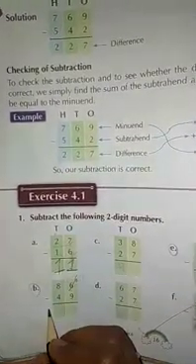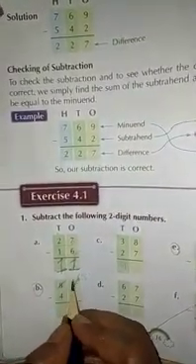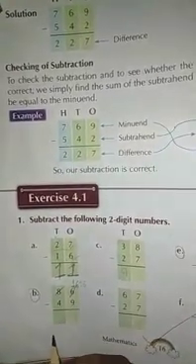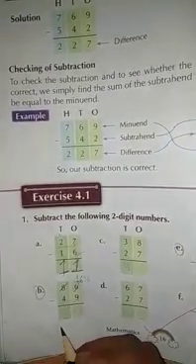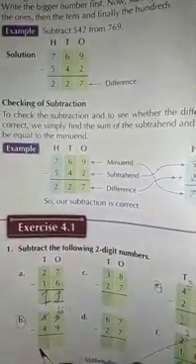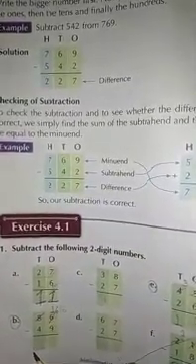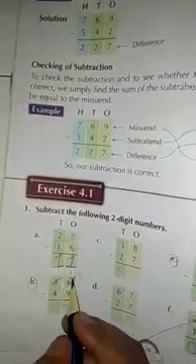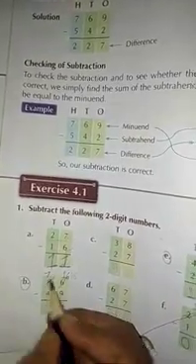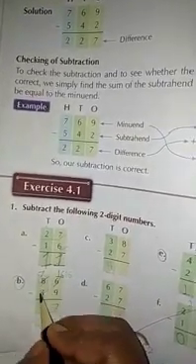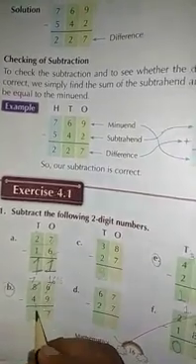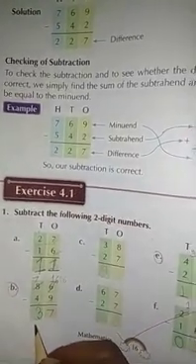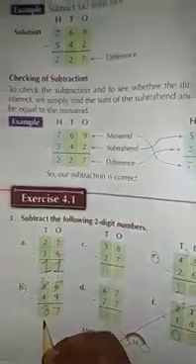From where will we borrow 1? We will borrow 1 from here. So from 8 we will borrow 1. It has now become 16. So now 16 minus 9 is how much, students? 16 minus 9 is 7. So we are going to write 7. From 8 we have borrowed 1, so here 7 is left. Now you subtract 7 minus 4. 7 minus 4 is 3. Is it okay, students?